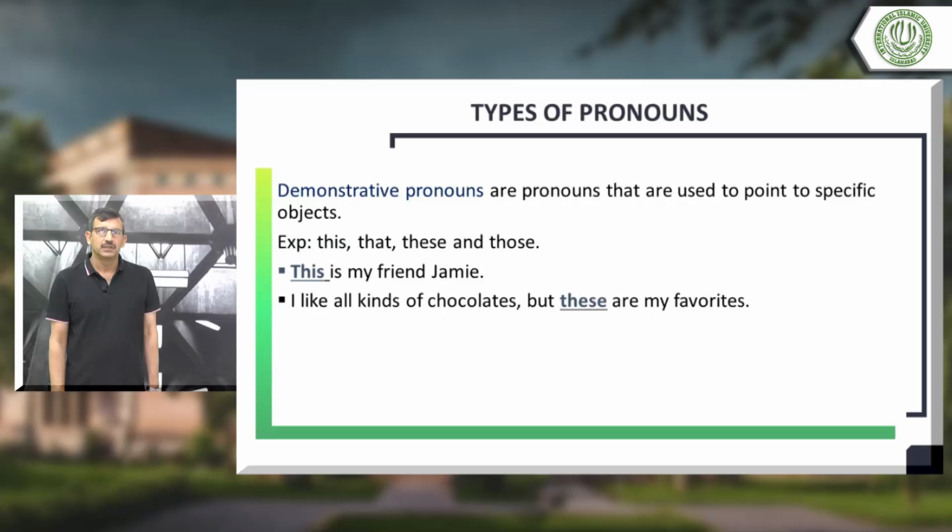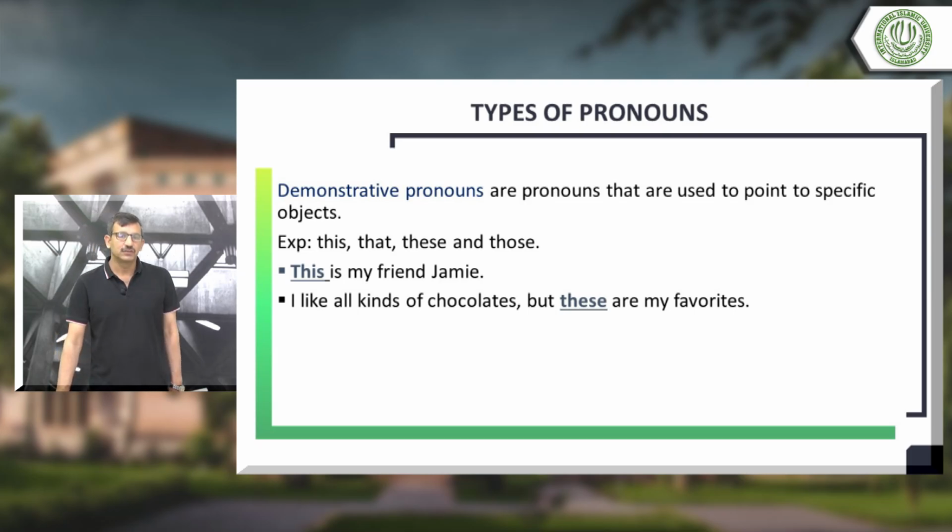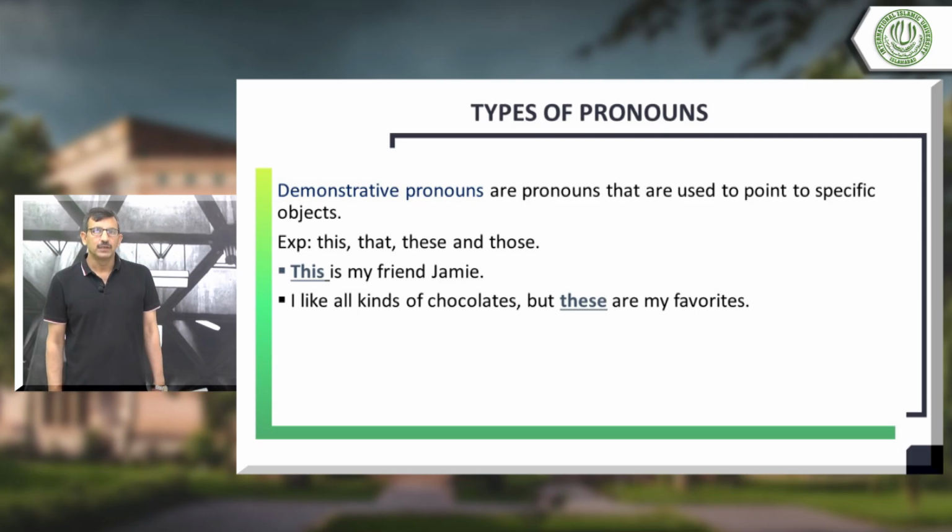The next one are demonstrative pronouns. Demonstrative pronouns are used to point to a specific object in a sentence. This, that, these, those are used to demonstrate the things in a sentence. For example, this is my friend Jamie. So, this is a demonstrative pronoun.